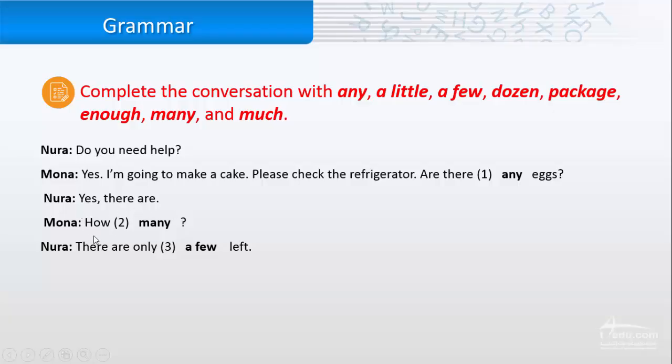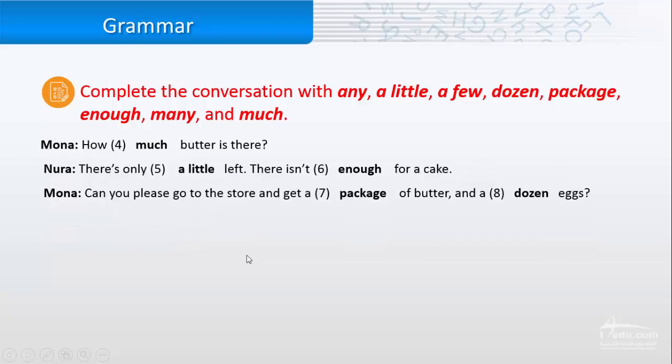Yes, there are. How many? So I can count the eggs, 1, 2, 3. There are only a few left. So I use a few because I can count the eggs. How much butter is there? So the butter, you cannot count it. So I used much. There is only a little left. So of course, a little because it's butter. There is not enough for a cake. So because it's negative, I used enough. Can you please go to the store and get a package of butter and a dozen eggs?